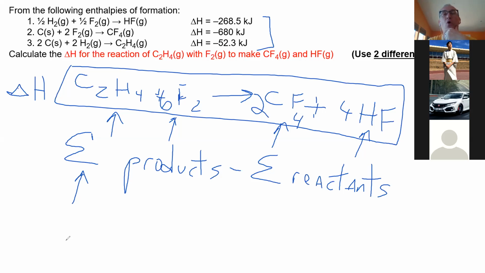If I'm forming products, what delta H for forming products would I want? Would you take the delta H of reaction 1 and multiply that by 4? What is it though? What is number 1? What is that reaction?